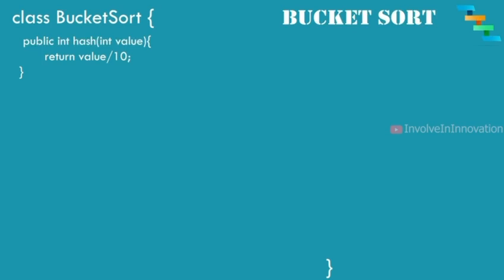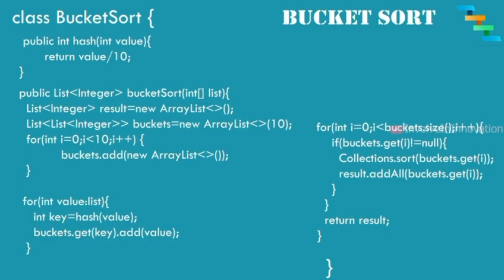I'm going to explain the code for the bucket sort algorithm. First, we will make the hash function, which takes the input value, divides it by 10 and returns the integer value. Now we will move to the main bucket sort method, which takes an integer array as input and returns the sorted list. Firstly, we will create a list of integers and then we will create buckets, which is a list of integer lists. We initialize the buckets list with the value 10 because we know there are 10 buckets, and we will initialize each bucket with an empty array list.